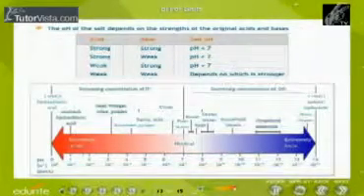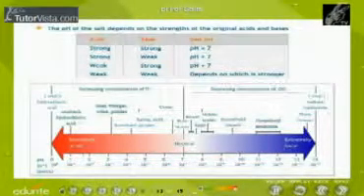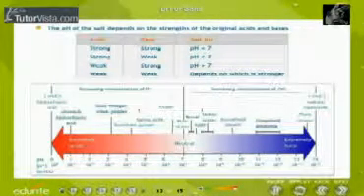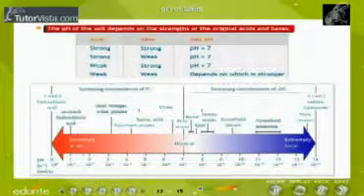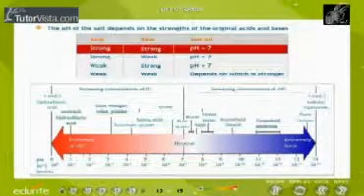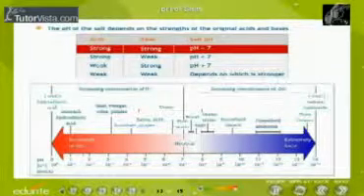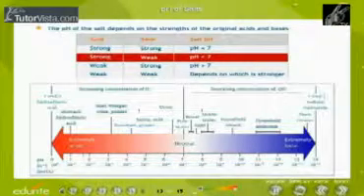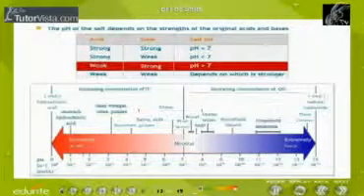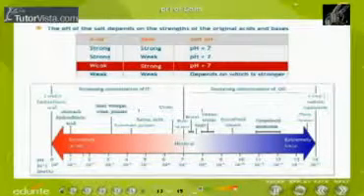pH of salts. A salt is formed when an acid and a base are mixed, and the acid releases H+ ions, while the base releases OH- ions. This process is called hydrolysis. The pH of the salt depends on the strengths of the original acids and bases. Salts of a strong acid and a strong base are neutral with pH value of 7. On the other hand, salts of a strong acid and a weak base are acidic with pH value less than 7, and those of a strong base and a weak acid are basic in nature with pH value more than 7.